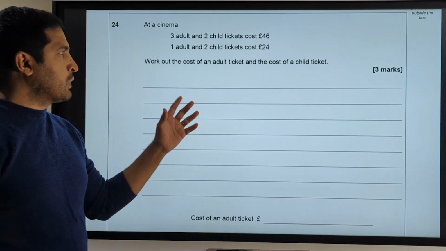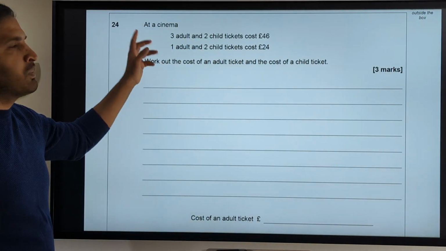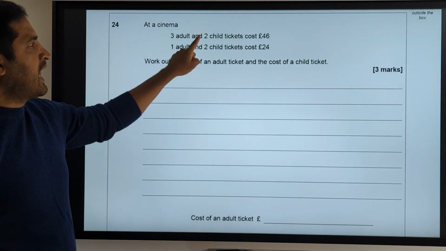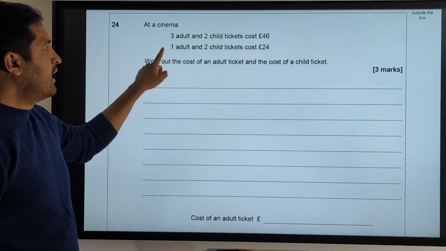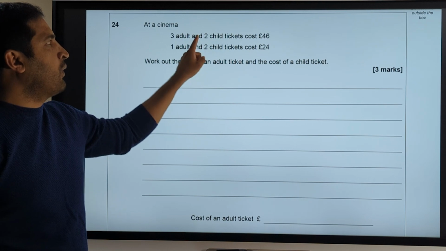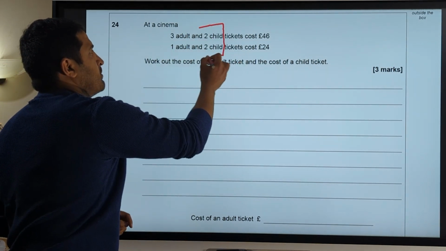Simultaneous equations, if you can't do that, that's fine. You can do this without doing simultaneous equations. 3 adult and 2 child cost 46. 1 adult and 2 child cost 24. Now the children are common in both of them.